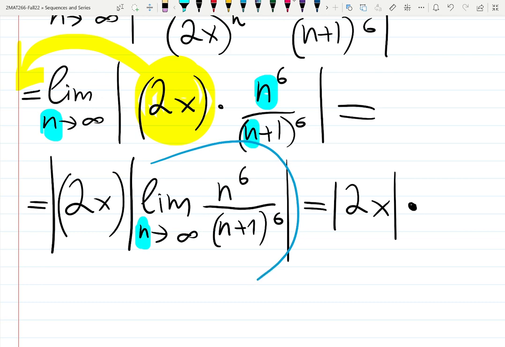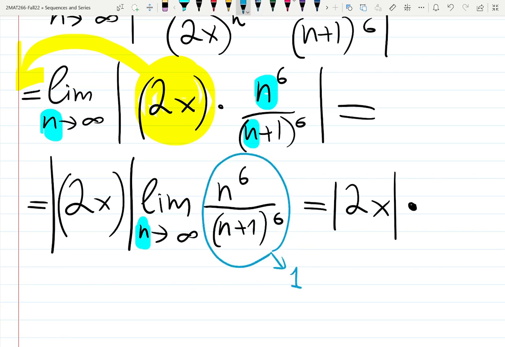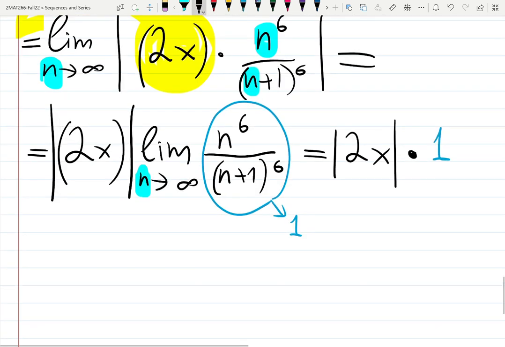So actually, I don't want to keep writing this limit because it's too messy, and n is not going to be negative anyways. What is this limit? 1. Take the leader of the top, take the leader of the bottom. They have the same power. The answer will be the ratio of leading coefficients, which is 1. So now you have this situation, 2x times 1. We almost have the answer. Guess what the next step is?